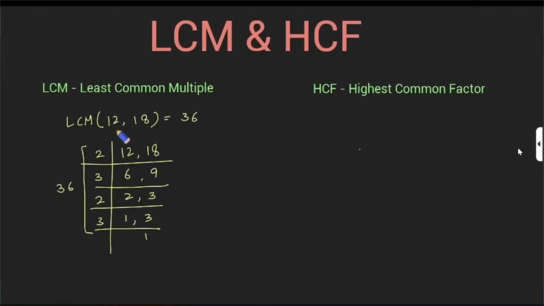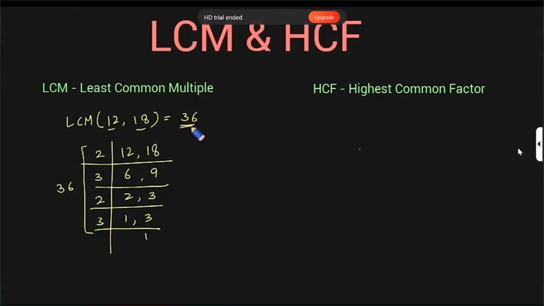LCM means a number which comes in the table of both the numbers. It can be the same as the number or greater than that number. It is a common multiple of both the numbers. So it can be equal to or greater than the given numbers. Like 36 is in the table of 12, coming 3 times, and in the table of 18, it is coming 2 times. So 36 is a common multiple of 12 and 18.